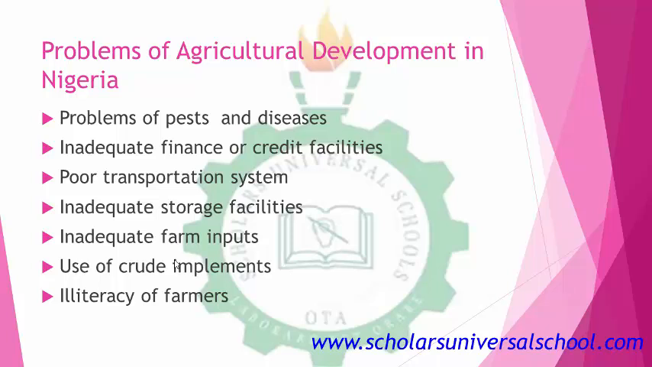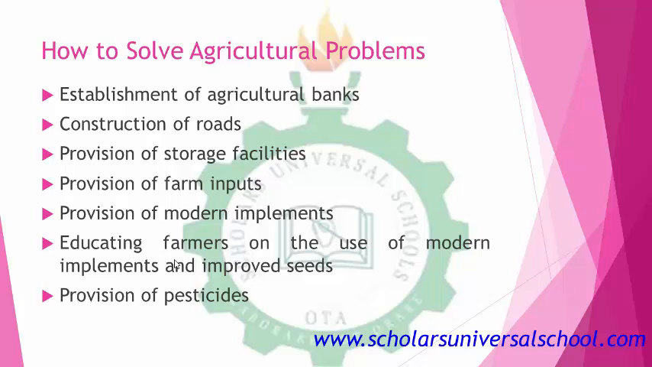To solve this problem, the government will have to create facilities to educate farmers on what they need to do, how to use improved seedlings, how to make use of modern farming equipment instead of using the crude implements, and how to make sure that the farming process is made easier for the farmers.